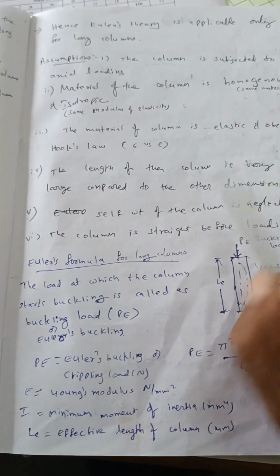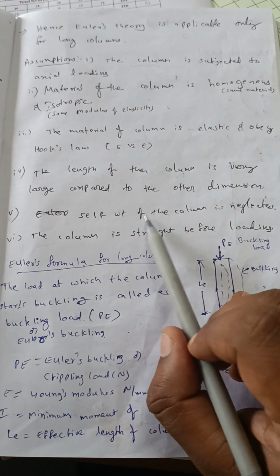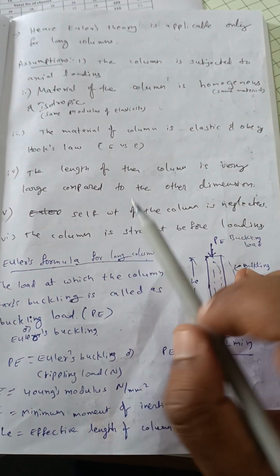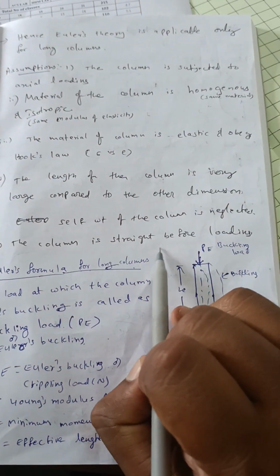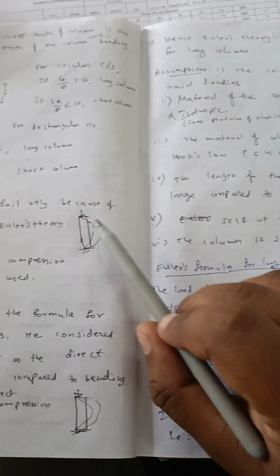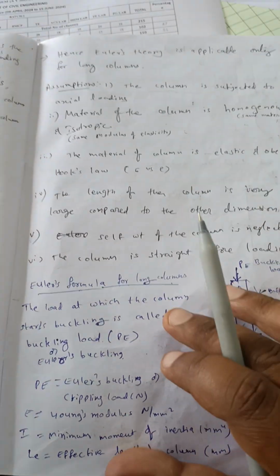Self weight of the column is neglected. We should neglect the self weight. He has assumed that self weight is neglected. The column is straight before the loading. Before the loading, the column is assumed to be straight.